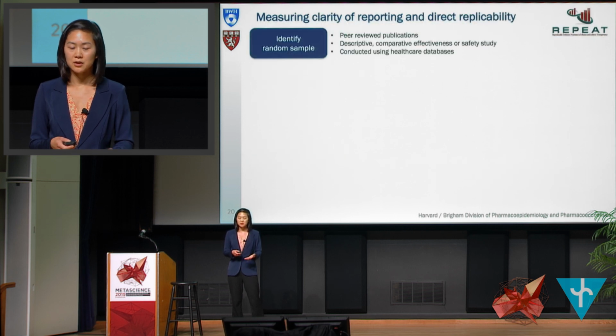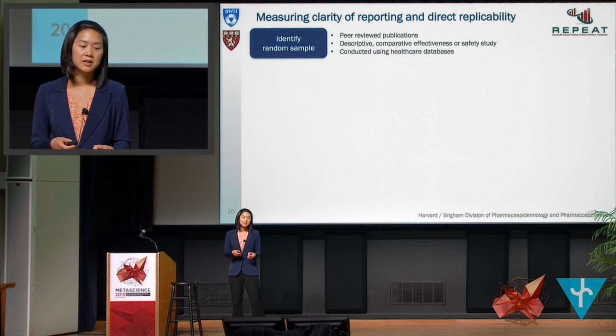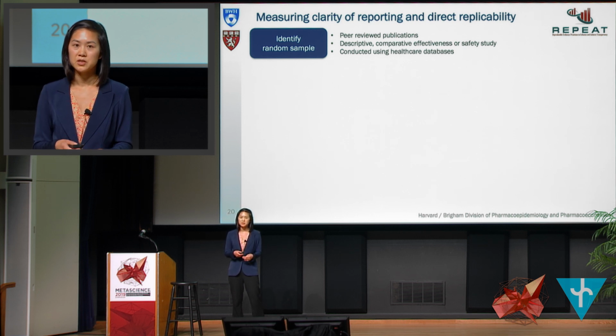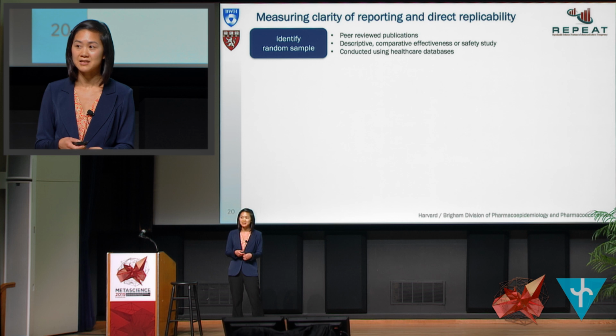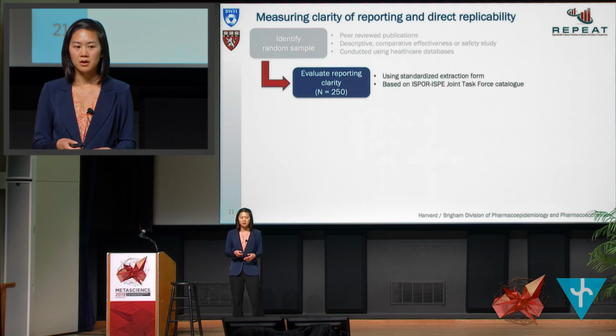So what we did to do this was we started with identifying a random sample based on a Google Scholar search for peer-reviewed publications, focusing particularly on descriptive or comparative effectiveness or safety studies. They had to be conducted using healthcare databases, particularly one of 4 that we had licensed access to. These are often used for research purposes. They were MarketScan, Optum, CPRD, and Medicare.